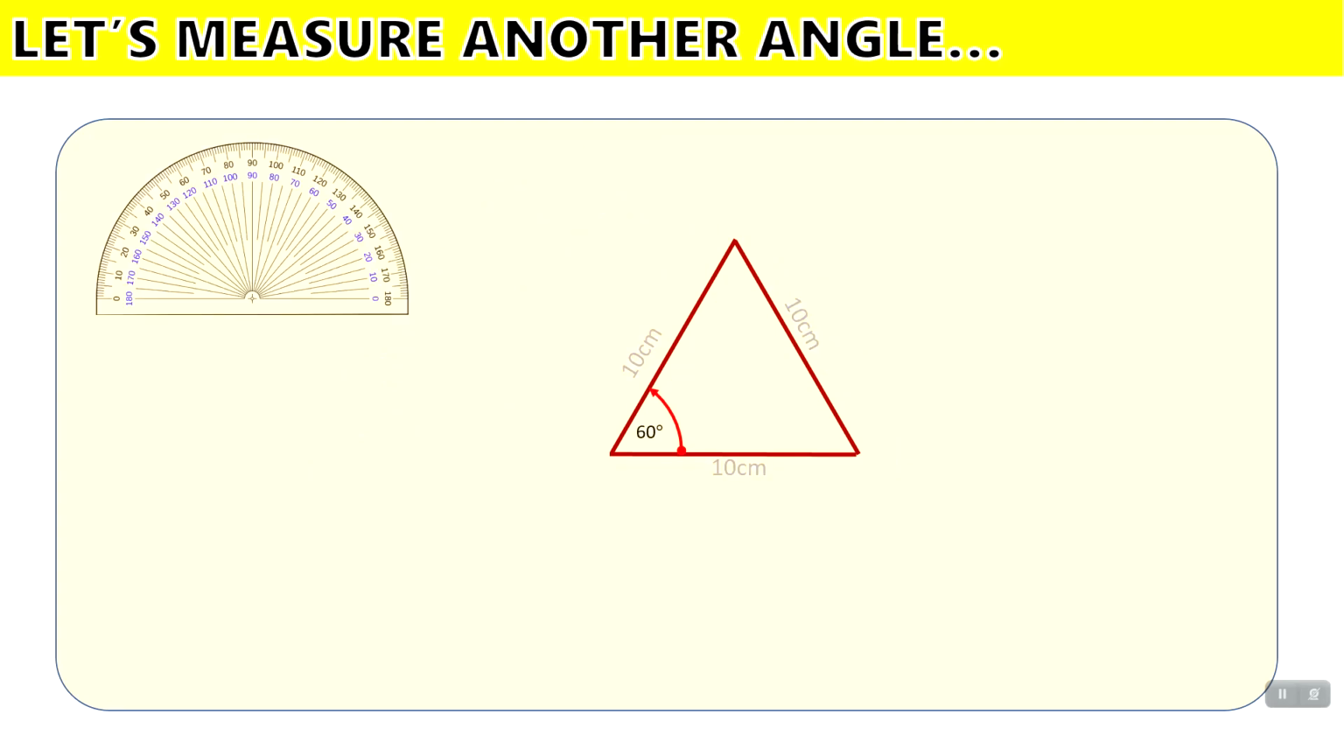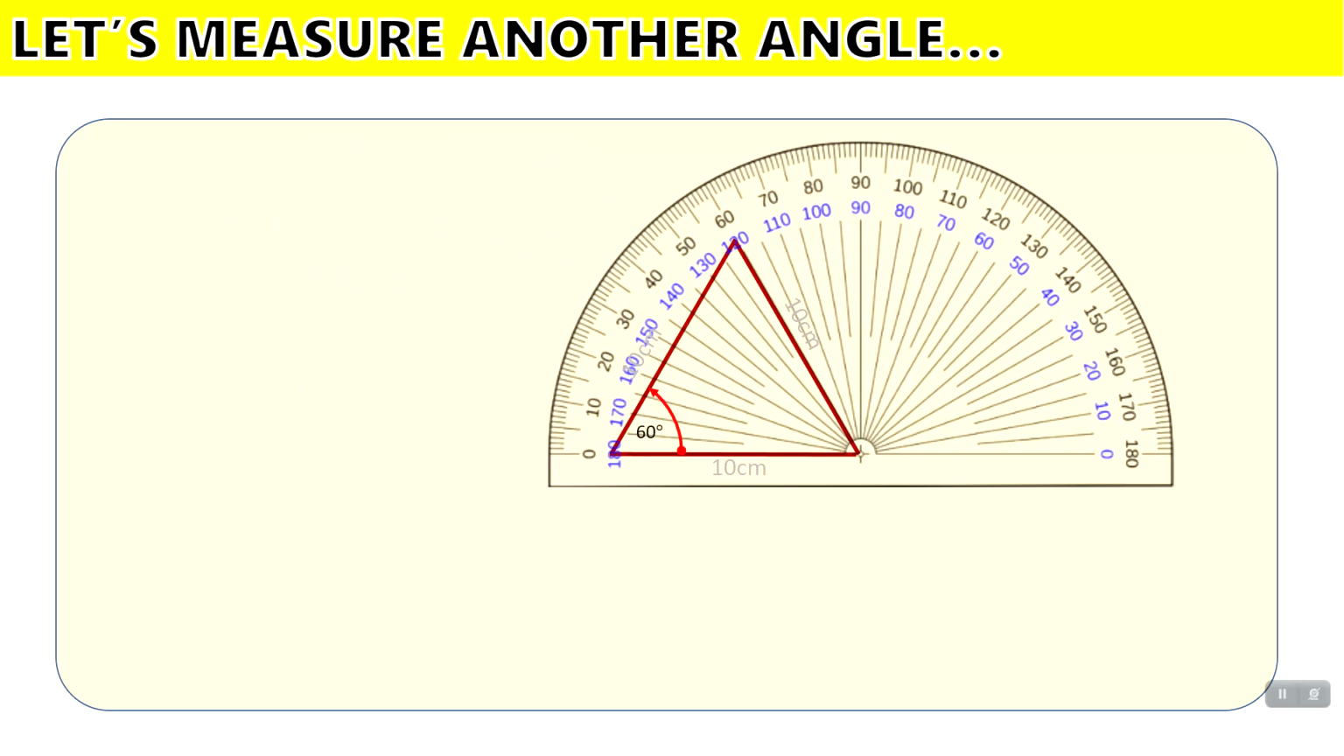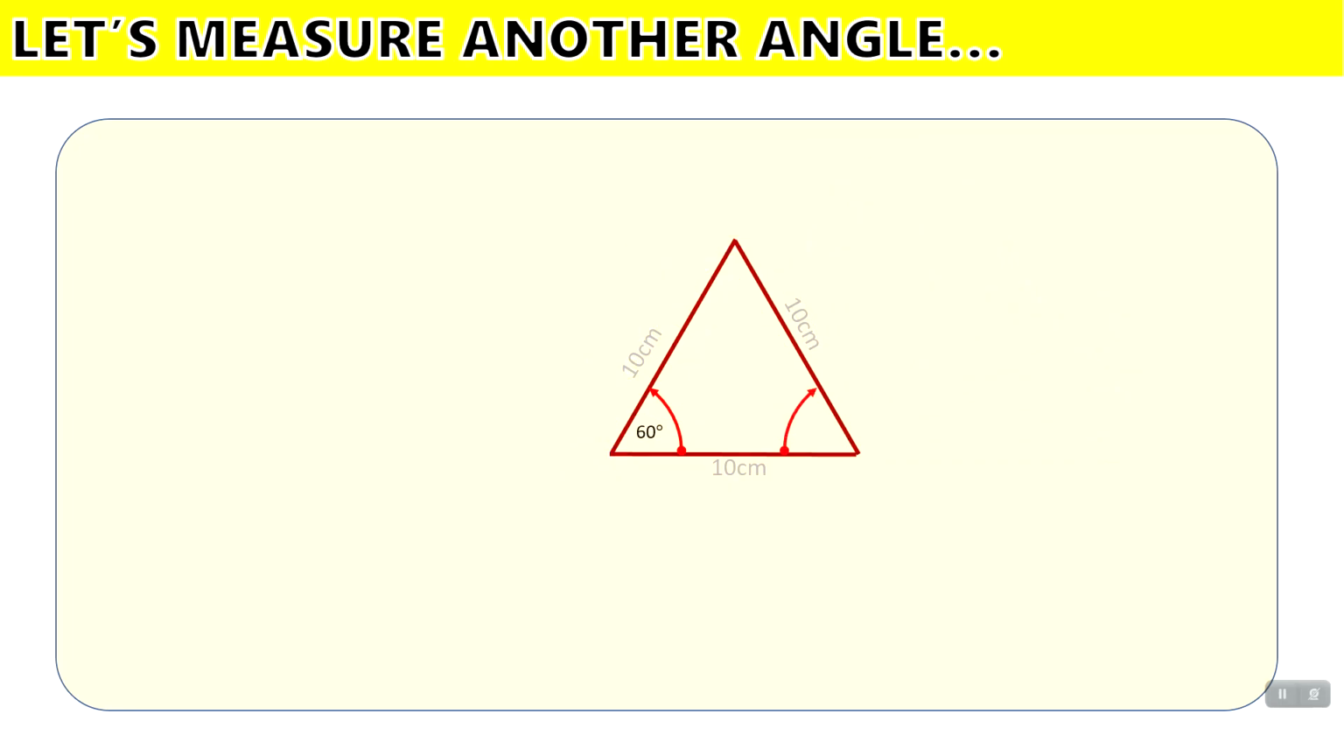Now let's measure the second angle. We put the protractor again so that the crosshair is on the vertex of the angle. We locate the 0 marking on the protractor. In this case, it's on the outside scale. And we go all the way around. If we extend the line, we can see that it ends up at 60 degrees again. So this angle is 60 degrees.